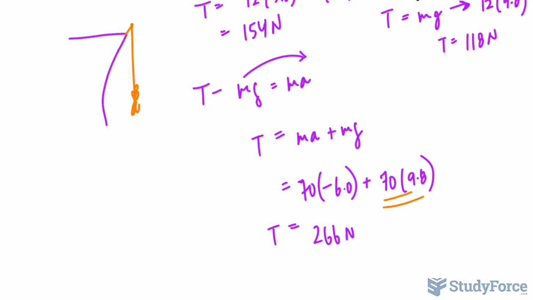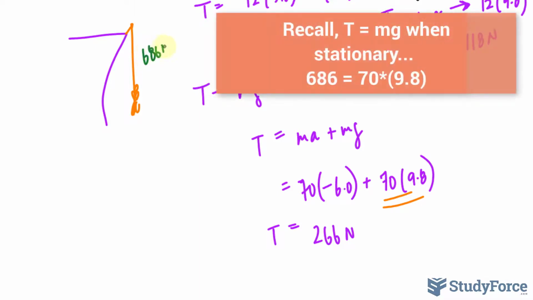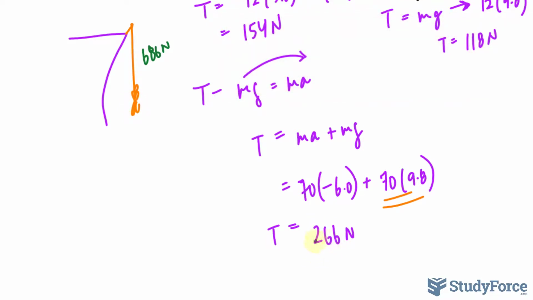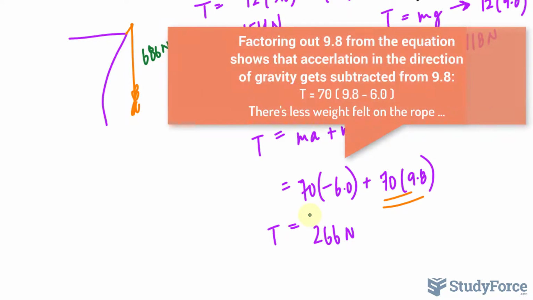Now notice something interesting about this answer. If the person was hanging on this rope and not moving, being stationary, the tension on the rope would be 686 newtons. Now notice that by accelerating downwards at that particular acceleration, the tension on this cord is only 266 newtons. So accelerating towards gravity reduces the tension of that cord. Just keep that in mind.